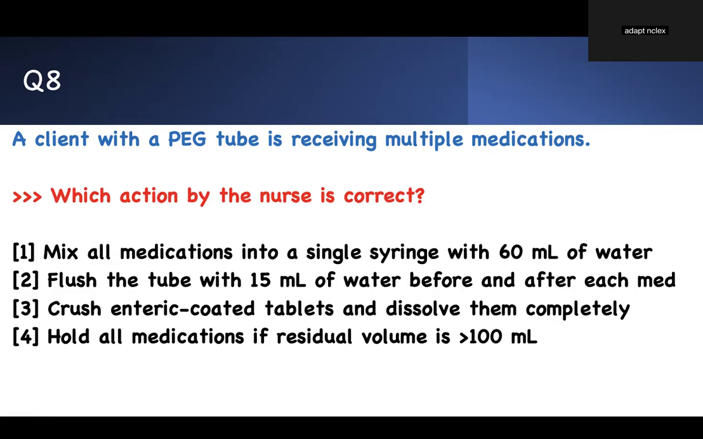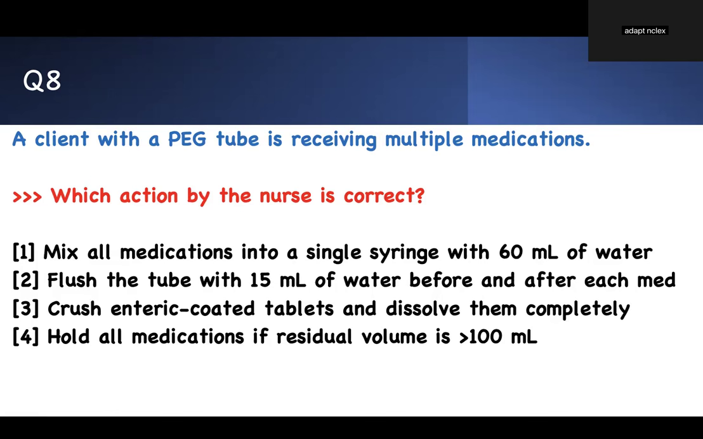What do you think? Stop the video and rate, and then you listen to me. I told you the buzzword is what? Do not mix them. Most of the time when you mix them, it affects what? Absorption, and it can clog the tube also. Therefore, in order to prevent that, you should not mix them. You should give them individually and flush with at least 15 ml of water before and after administration.